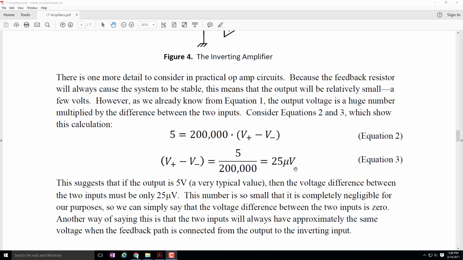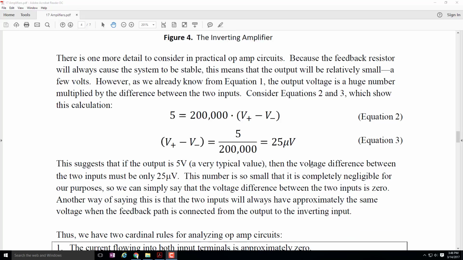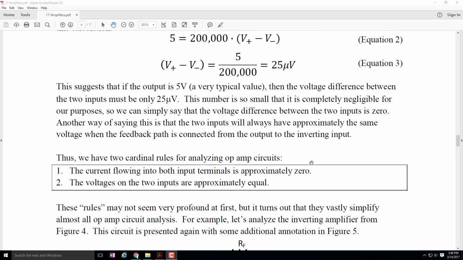Well, with the feedback path in place, we know that the output is going to be a reasonable number, and therefore the inputs are going to be approximately equal to each other. That's a really important assumption because it's one of the 2 cardinal rules. I don't have very many cardinal rules, but I do have 2 cardinal rules for analyzing op amp circuits. The first one: we know that the input impedance is very high, and therefore the current flowing into both input terminals is approximately equal to 0.